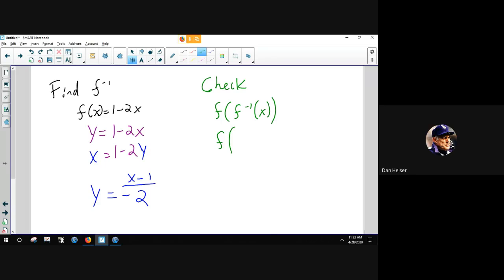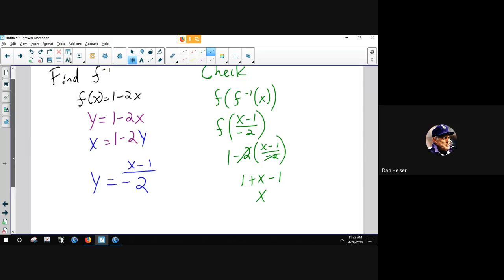We're claiming that our inverse is x minus 1 over negative 2. Plug that into the rule for f. 1 minus 2 times x minus 1 over negative 2. And let's see what happens here. Cancel, cancel. 1 plus x minus 1. We got x, therefore this is our inverse.